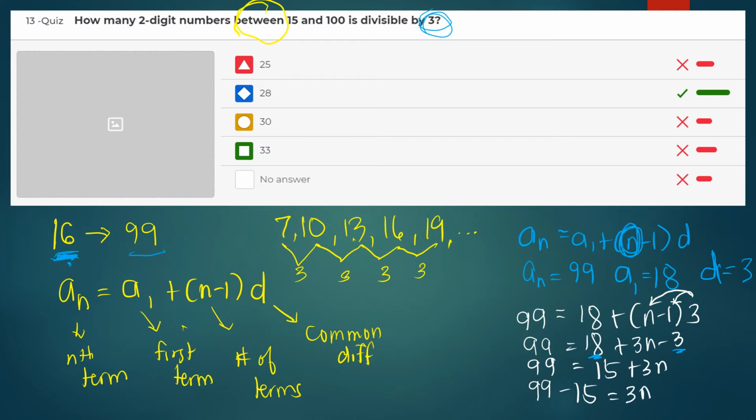So, 99 transpose 15, that will be negative 15 is equal to 3n. So, you will have 99 minus 15 will be 84. 84 is equal to 3n. So, divide both sides by 3. N will be equal to 28. So, the correct answer is this one, 28. Okay? So, that's the answer.